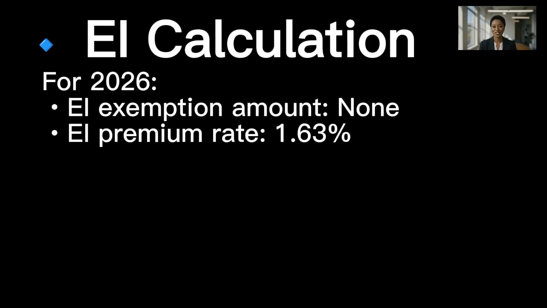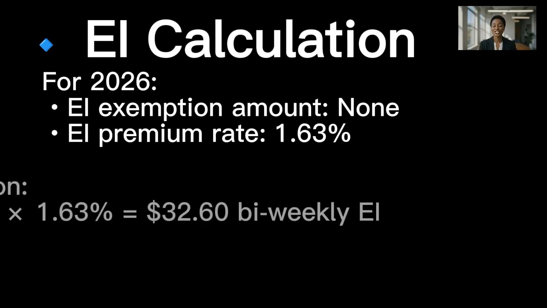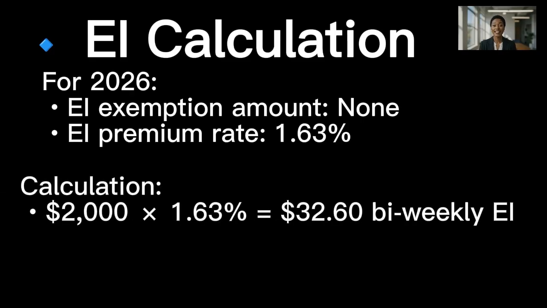Next, let's look at EI, or employment insurance. There is no basic exemption amount for EI, and the premium rate is 1.63%. Since James earns $2,000 bi-weekly, we simply apply the EI rate to each paycheck. $2,000 multiplied by 1.63% equals $32.60, which is James's bi-weekly EI deduction.